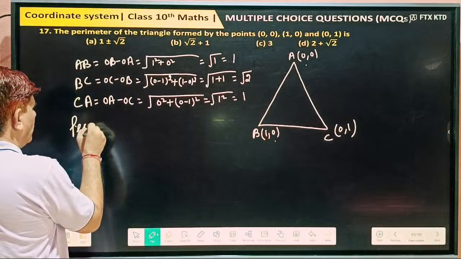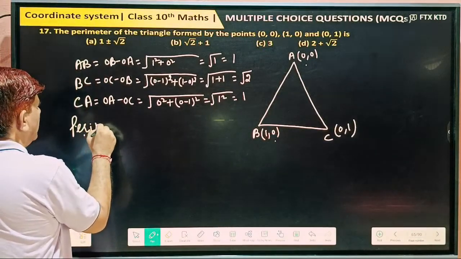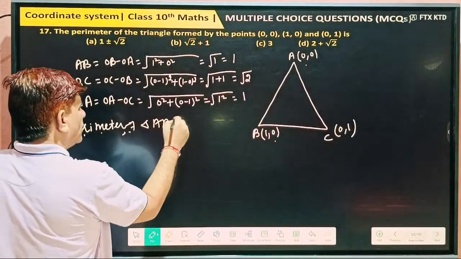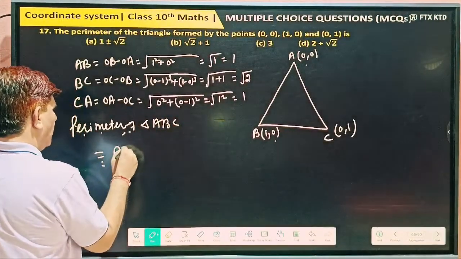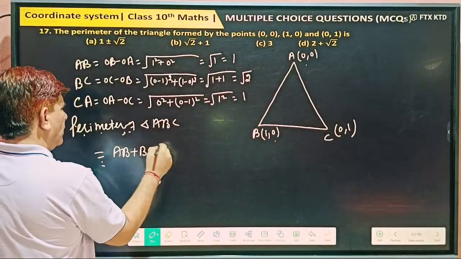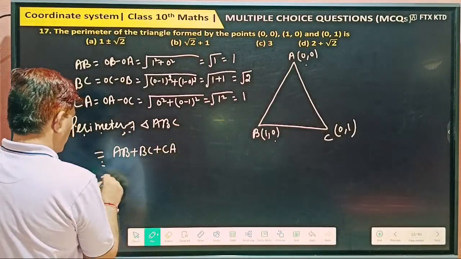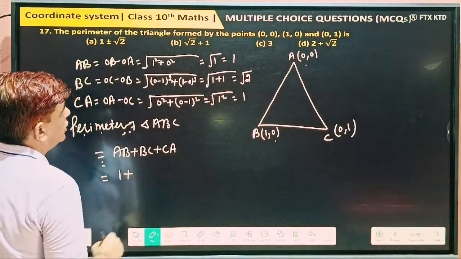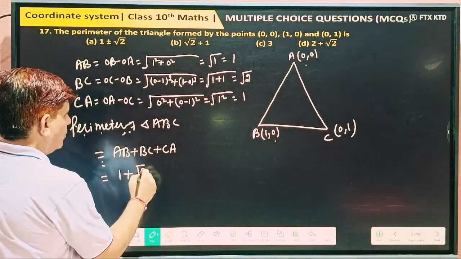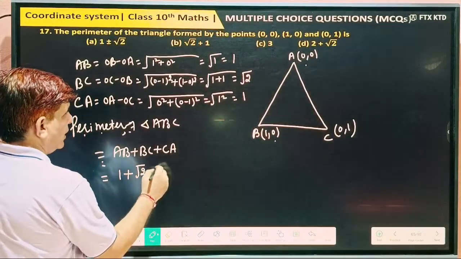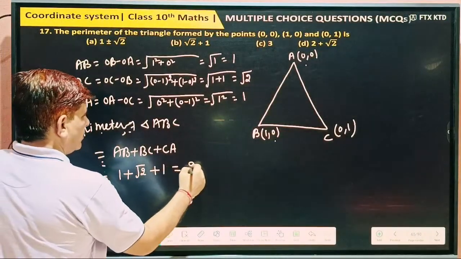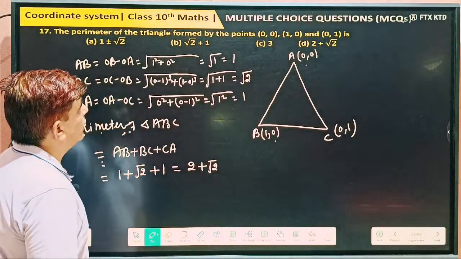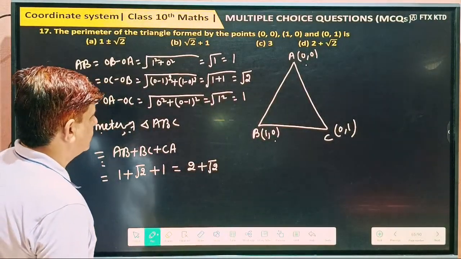Perimeter. What's perimeter of triangle ABC equal to AB plus BC plus CA? What's your AB? 1. What's your BC? Under root 2. What's your CA? 1. So what's it become? 2 plus under root 2.